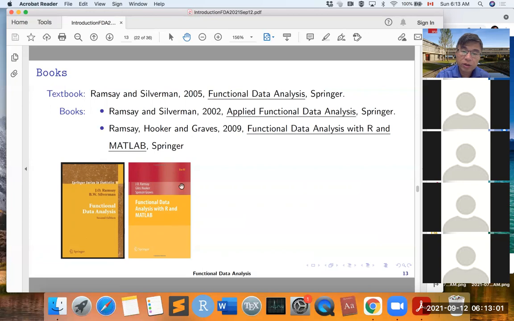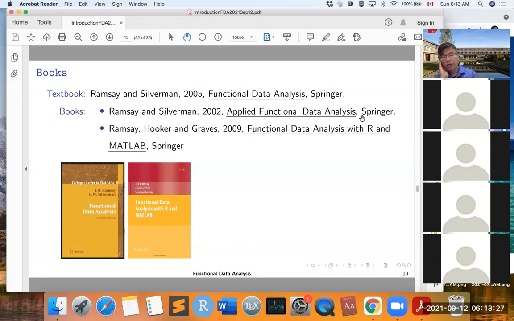Okay, another book is also the book by Ramsey and Silverman in 2002, called Applied Functional Data Analysis. I'm not sure how many of you have heard about this book. This book is less well known and less popular than these two books, but I actually find it very useful.